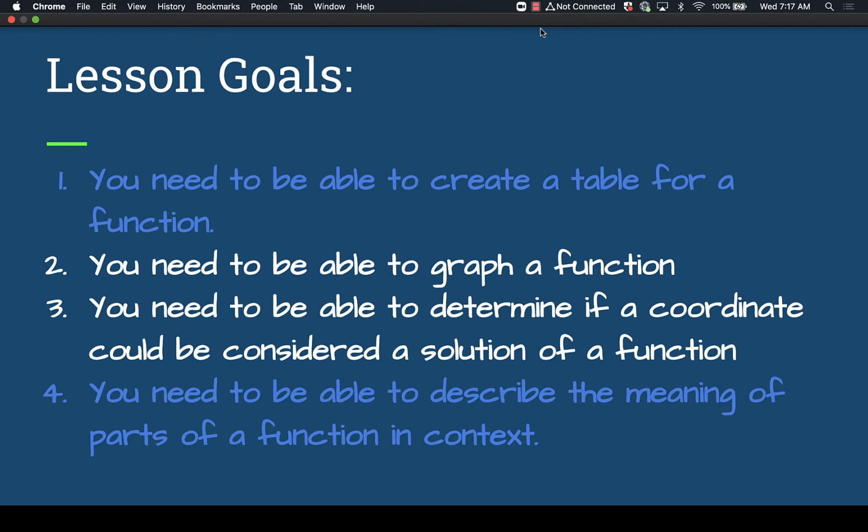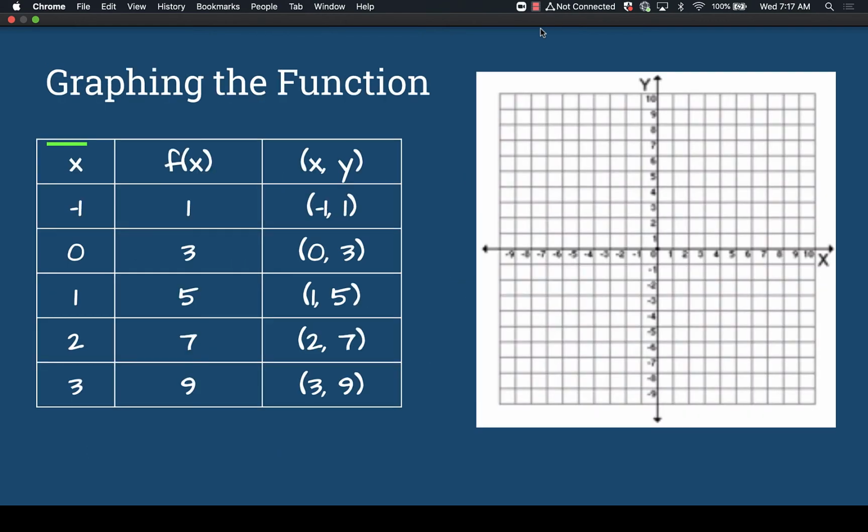Next, you need to be able to graph a function using our table and determine if a coordinate is considered a solution of the function. To graph our function, we are going to just take those coordinates we just created and plot them on our coordinate plane.